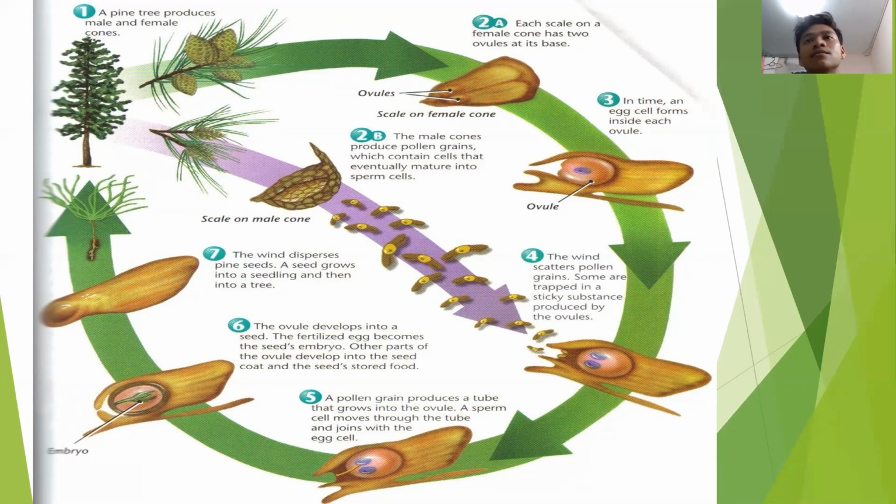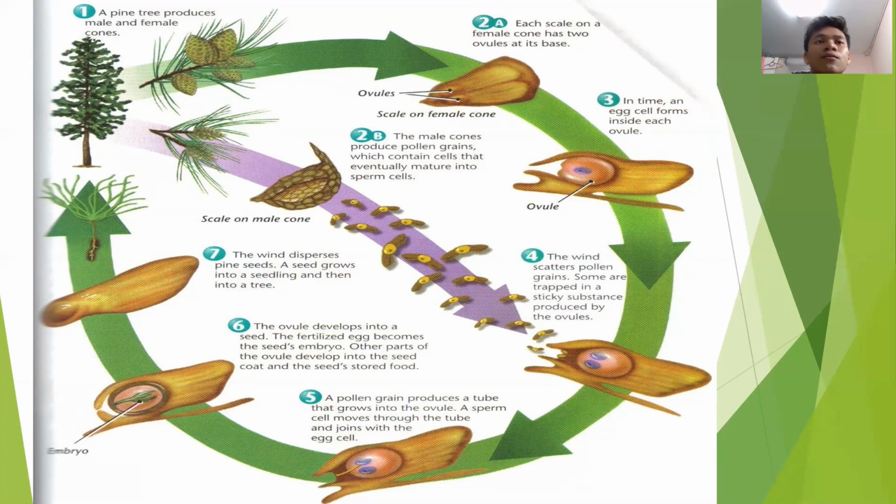Next, in time, egg cells form inside each ovule. When the wind scatters pollen grains, some are trapped in the sticky substance produced by the ovules, and a pollen grain produces a tube that grows into the ovule. Sperm cells move through the tube and join with the egg cell. The ovule develops into a seed. The fertilized egg becomes a seed embryo. Other parts of the ovule develop into the seed coat and the seeds store food.